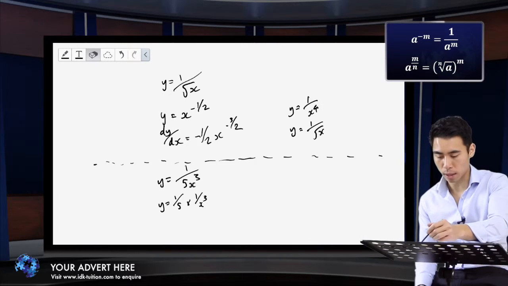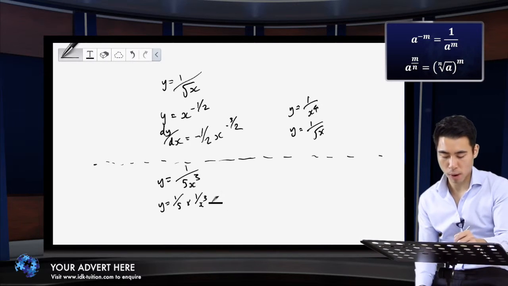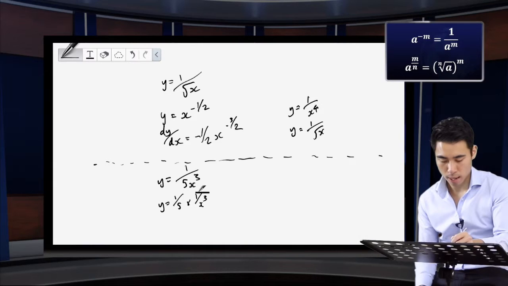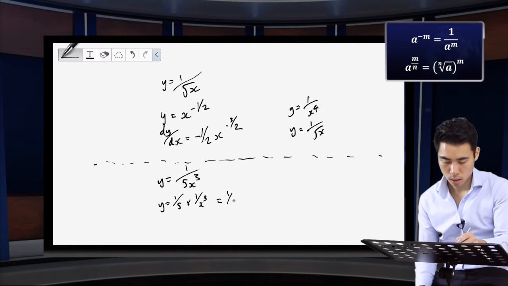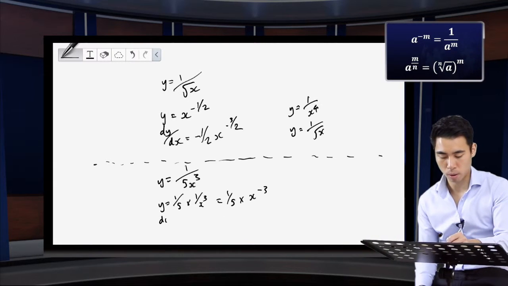Okay, now that I've done that, I can express the second bit here, 1 over x cubed, as a single power on x. So that's x to the minus 3. And now I can differentiate that. That's in the form where I can just apply my rules.